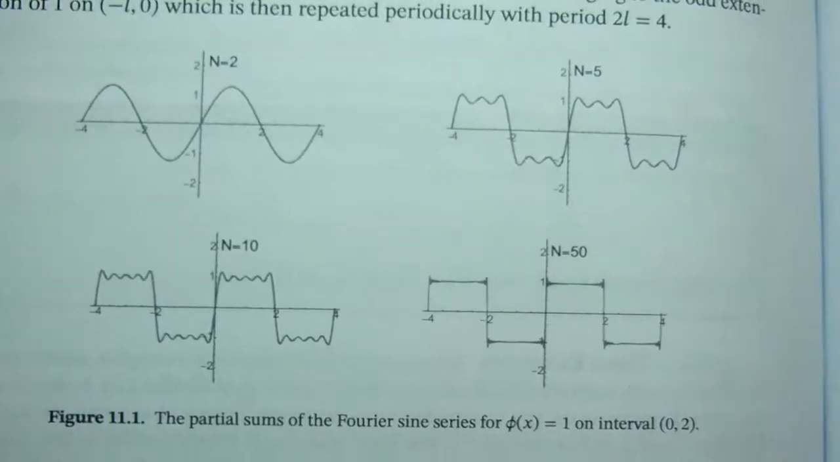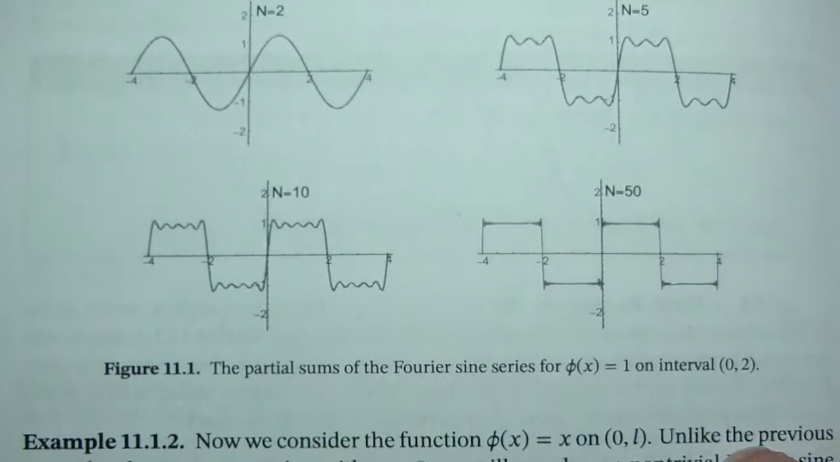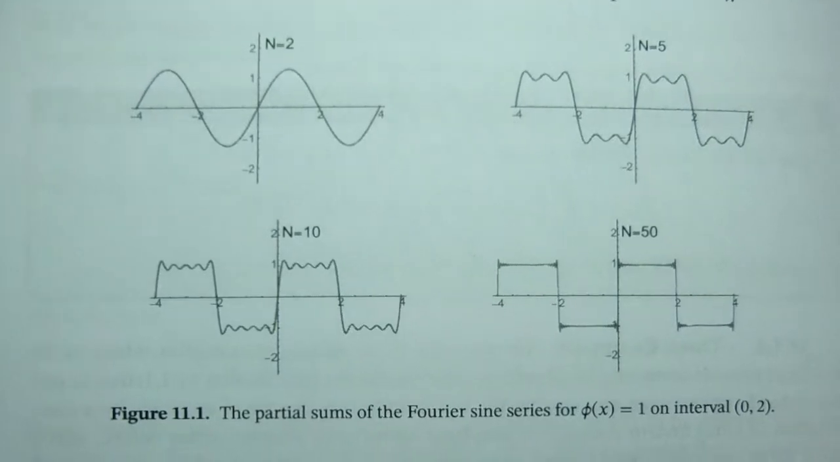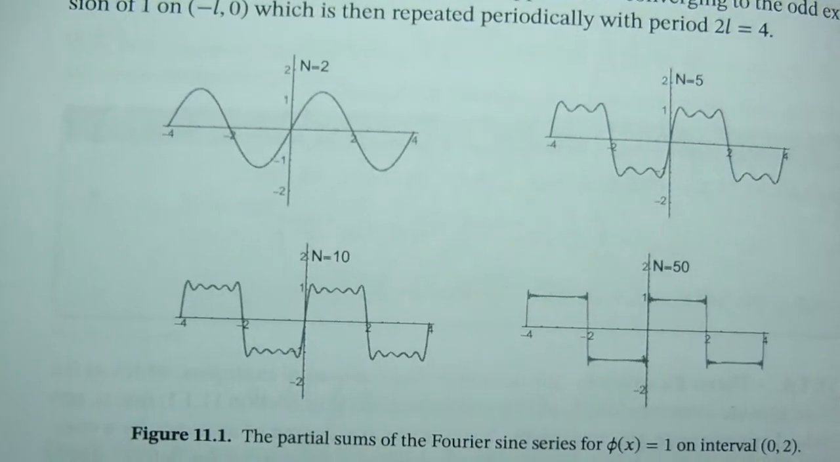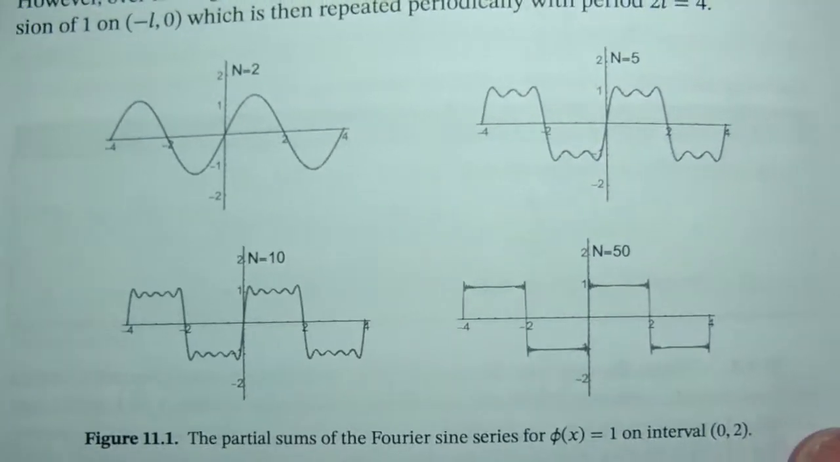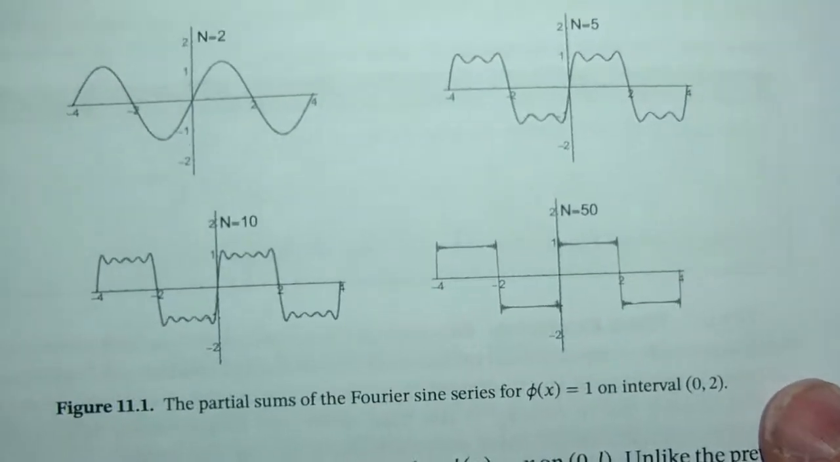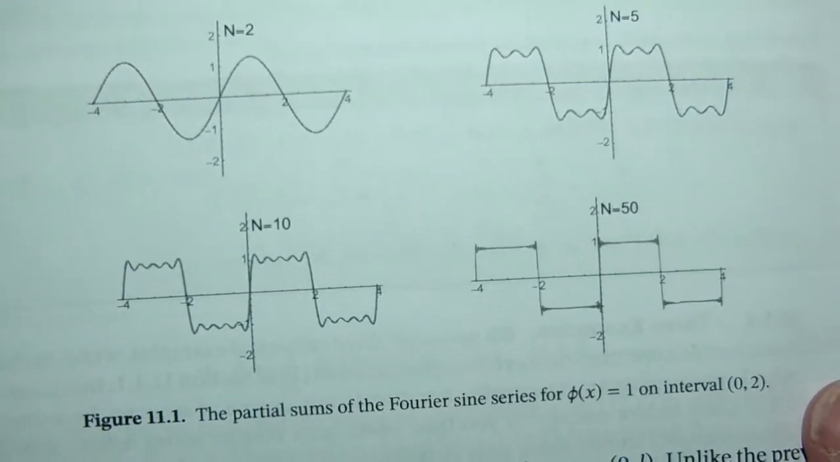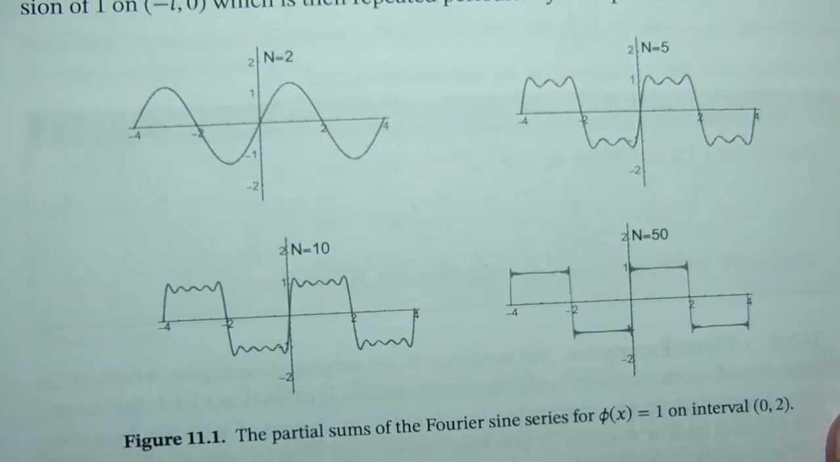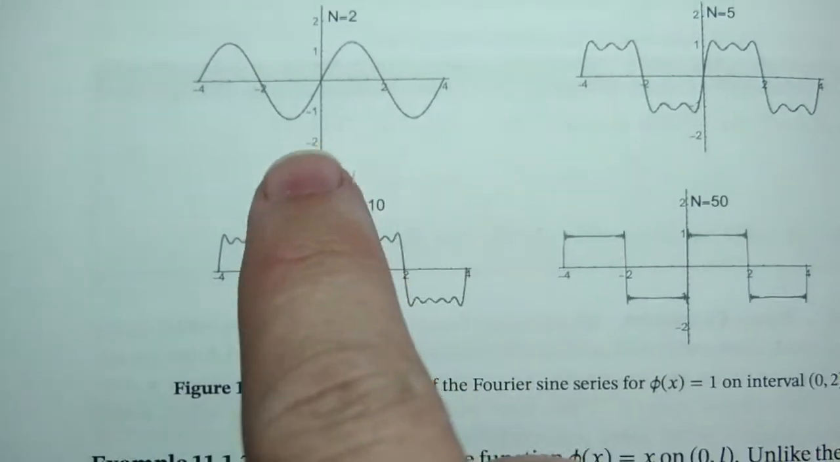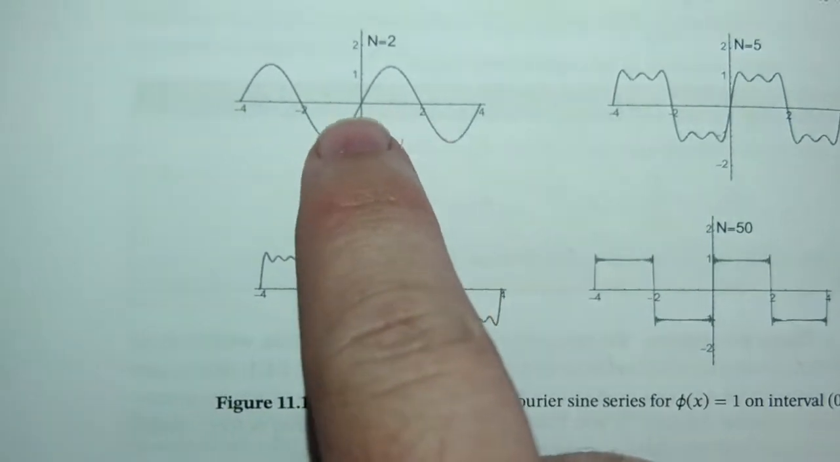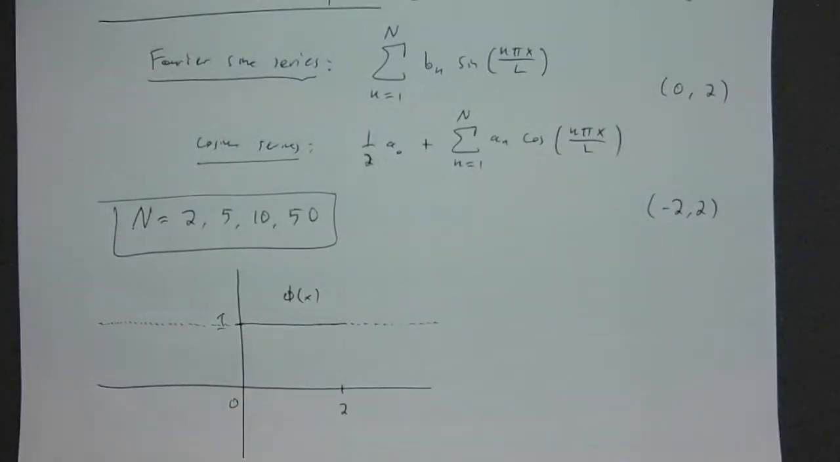So why are we not doing the Fourier cosine and full Fourier series? Because for this example, those things are trivial. So the Fourier sine series was the only one that wasn't trivial for this example. And notice what's happening, right? Pay attention to this picture. We're interested in 0 to 2 here. This is where our phi lives, 0 to 2.